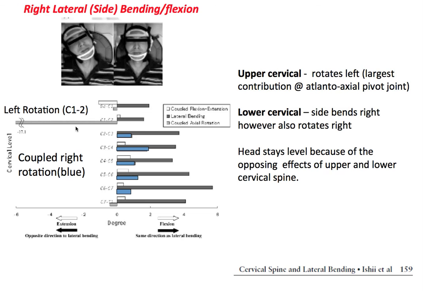So the bottom line is that whatever rotation is occurring in the coupled motions at the lower cervical spine, it can be accommodated for at the upper cervical spine. So you have this kind of contradictory movement that allows us to keep our head level when we need that.